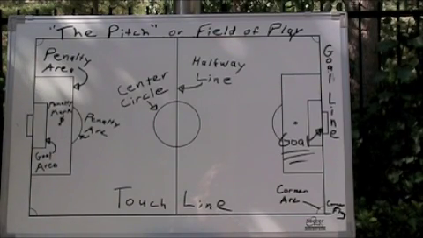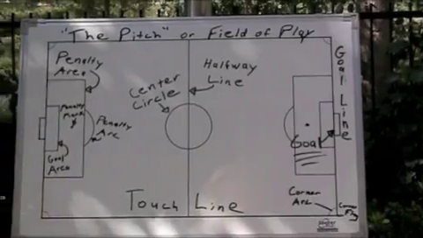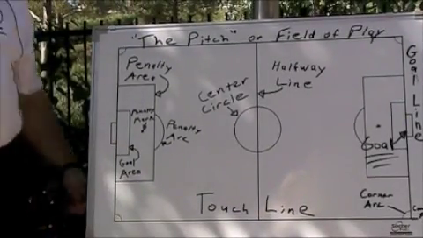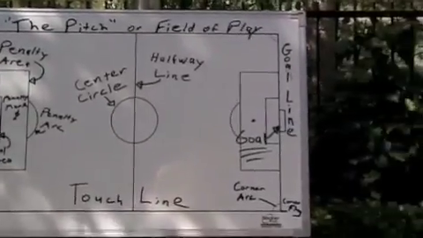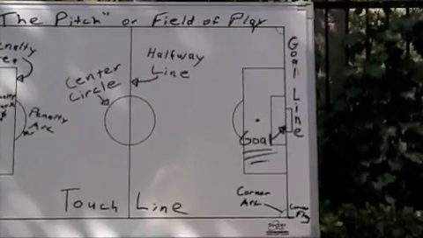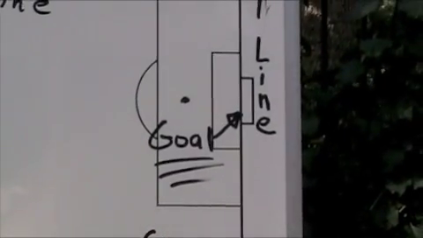Okay, what else? The goal. Did we talk about the goal? The goal is the goal, okay? A goal is 2 posts and usually a net in the back to make sure the ball doesn't get lost. But the most important part of the goal is the 2 goal posts and the crossbar.